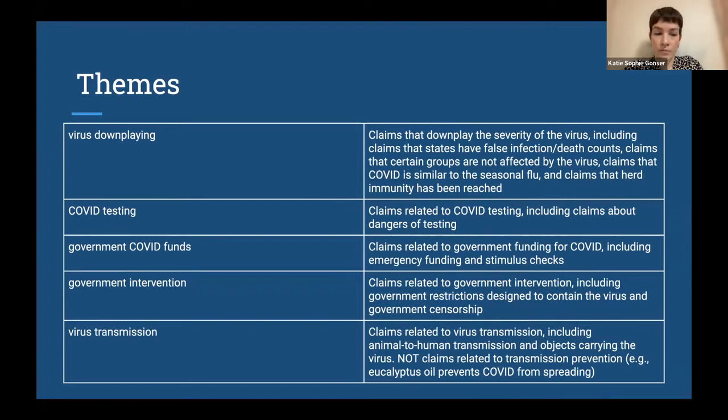We have a government COVID funds category that looks at emergency funding and stimulus checks. There's also a government intervention category. So that's about government restrictions designed to contain the virus, like social distancing and lockdown, and also government censorship. We also have a virus transmission category. So that includes animal to human transmission, objects that carry the virus. And this isn't about transmission prevention, that falls under the cures and prevention category.